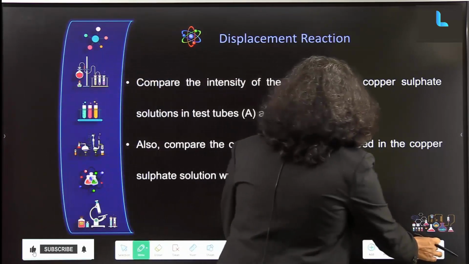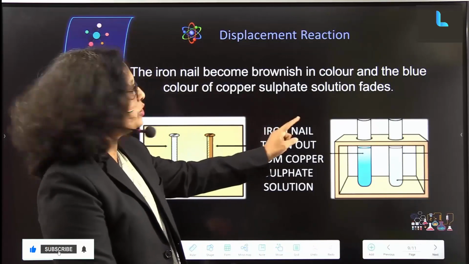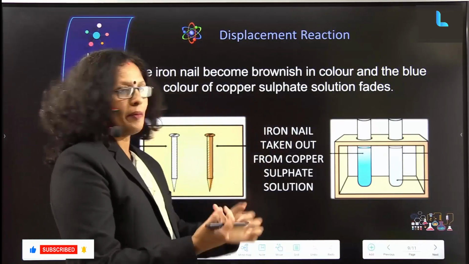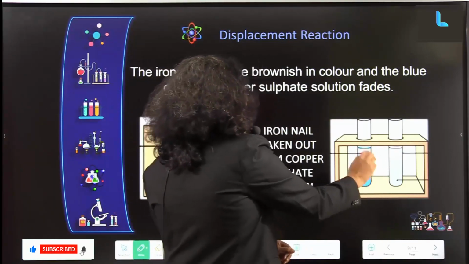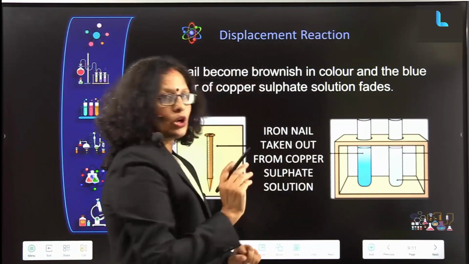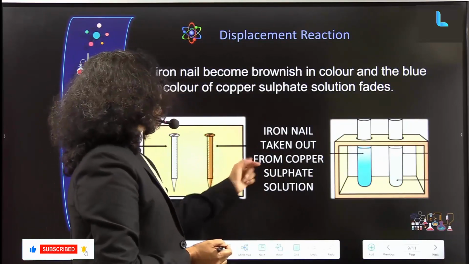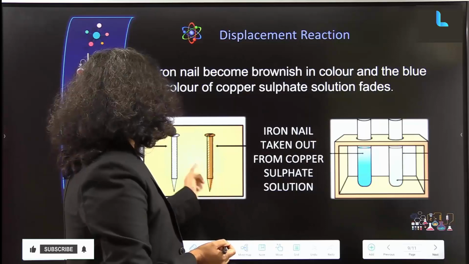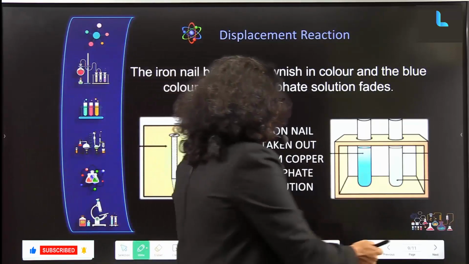So what will happen here? The iron nail becomes brownish in color and the blue color of copper sulfate also fades. Why does the blue color of copper sulfate fade? Because iron will displace copper. Iron is more reactive than copper. So the copper gets deposited on the nail. You can observe the nail color is dark brown and the copper sulfate color is faded.